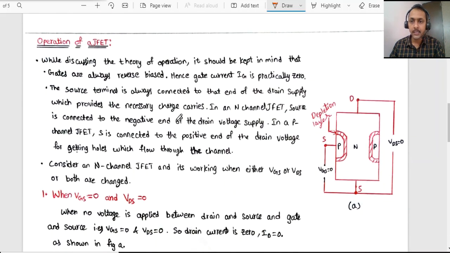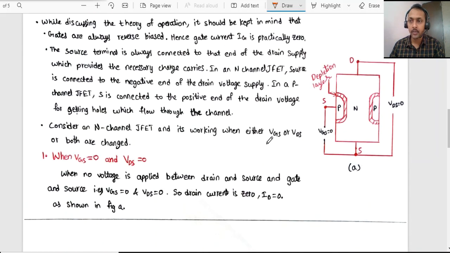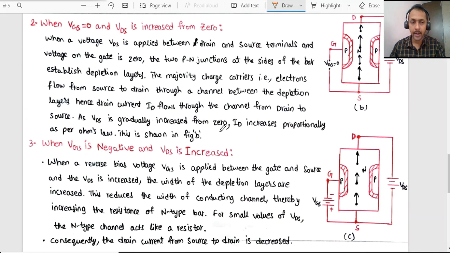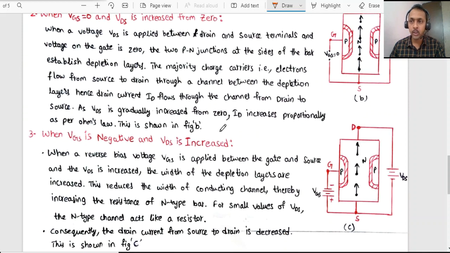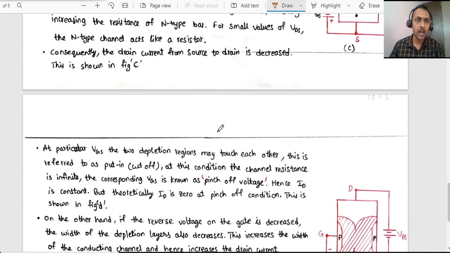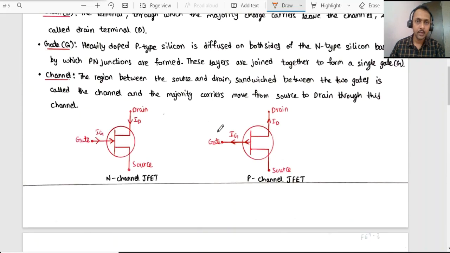And also we will discuss its operation in three different modes: when VGS equals 0 and VDS equals 0, when the gate source voltage is made 0 and the drain source voltage is increased from 0, and also when the gate source voltage is made negative and the drain source voltage is increased. So these are all the different cases we will discuss in this video.